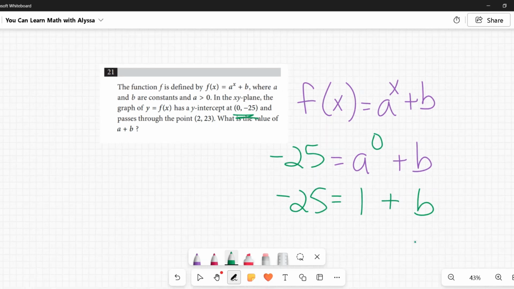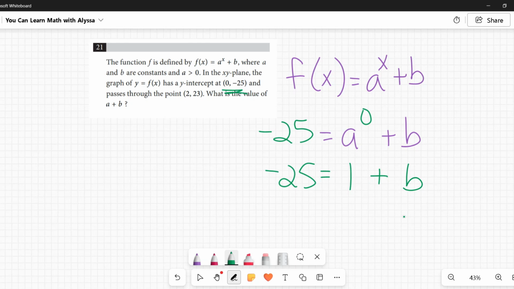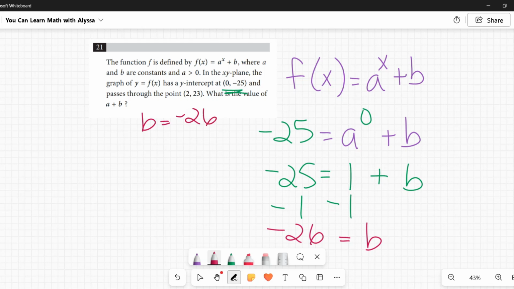So negative 25 equals 1 plus b. Let's solve for b. I'm going to do that by undoing what's been done to b. b has had 1 added to it. I'm going to do the opposite, so I'm going to subtract. I do it on both sides to keep it nice and balanced and equal. Negative 25 minus 1 is negative 26. And then I am just left with b on the right-hand side. Great, I now know that b is negative 26.